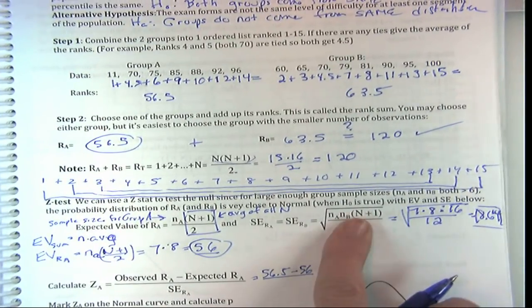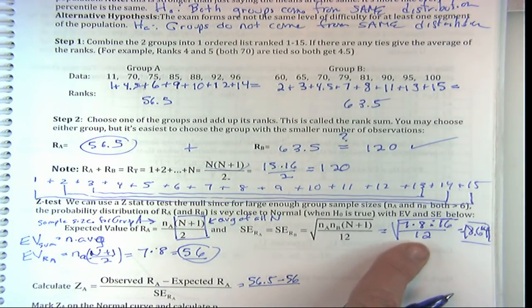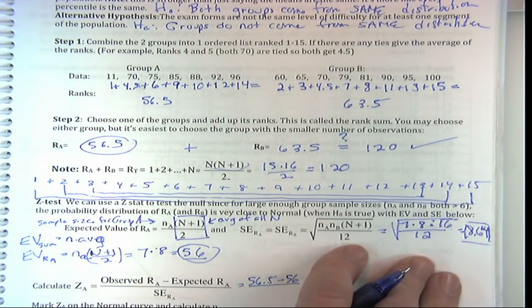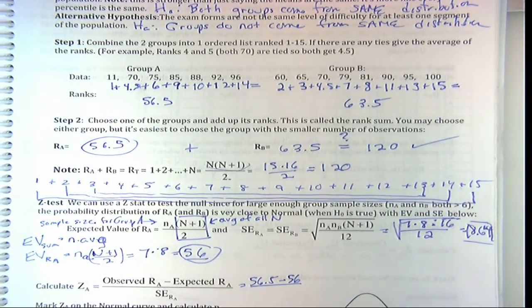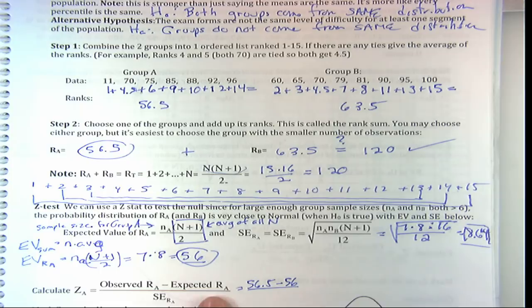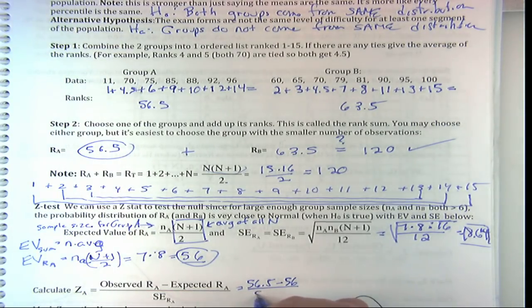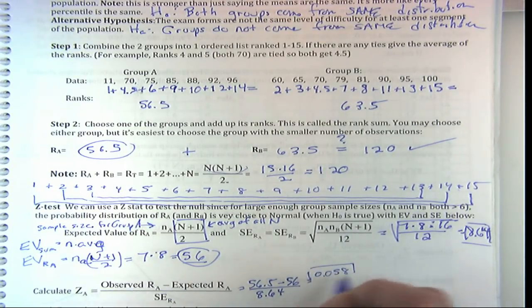And people are always surprised that it's this 12, no matter how big your sample size is. So if you'd like me to show you where that 12 comes from, I can, but let's just first get through this problem, okay? Does that sound good? So we have observed minus expected over our standard error. That's our usual. And that's over 8.64. And what is that? It's a very small number, 0.058. So that's our z-score.